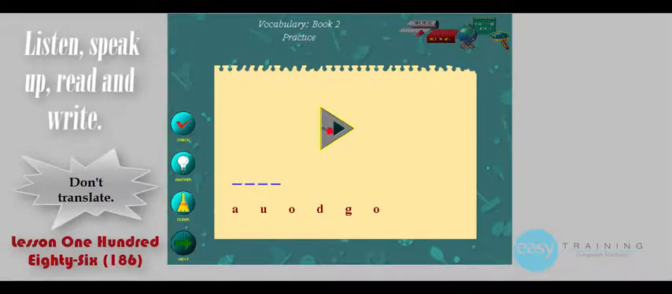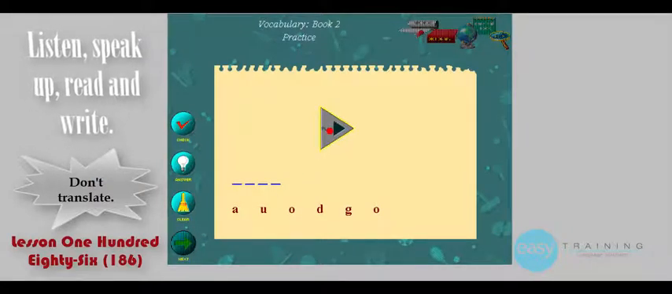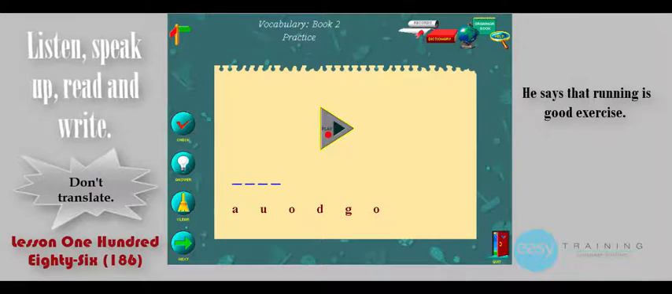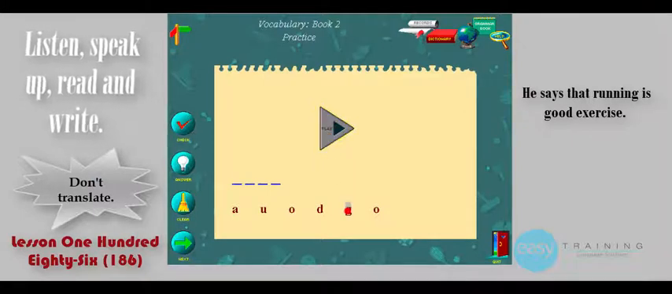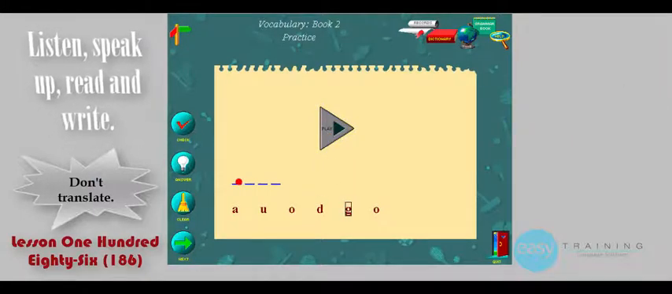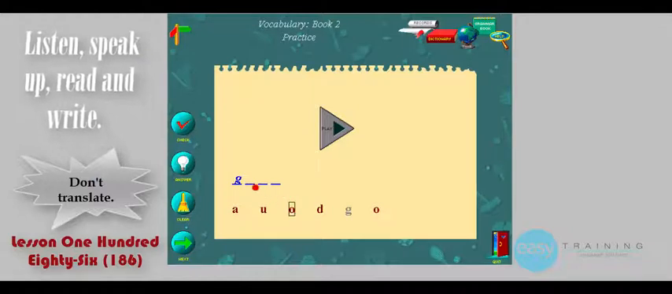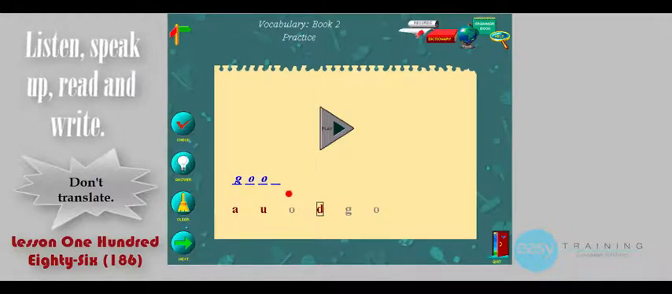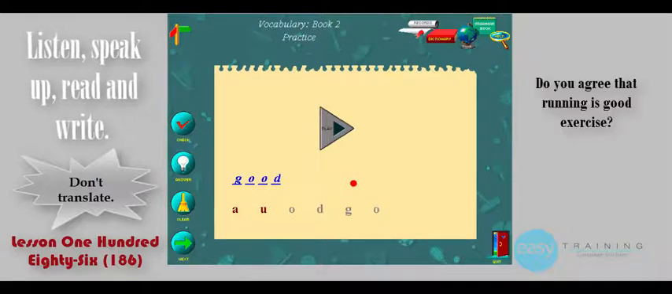Listen. Good. Running is good exercise. He says that running is good exercise. How do you spell good? That's G-double O-D. Do you agree that running is good exercise?